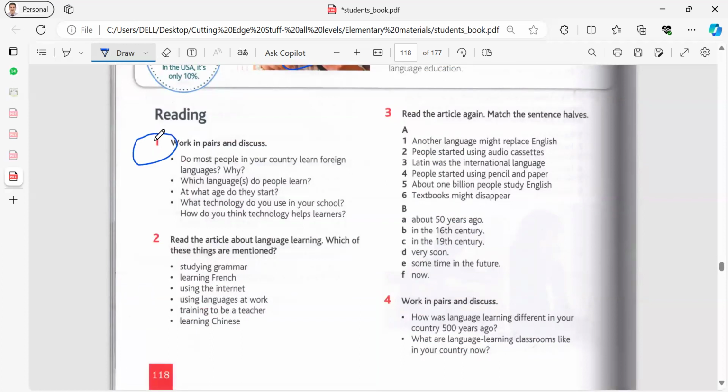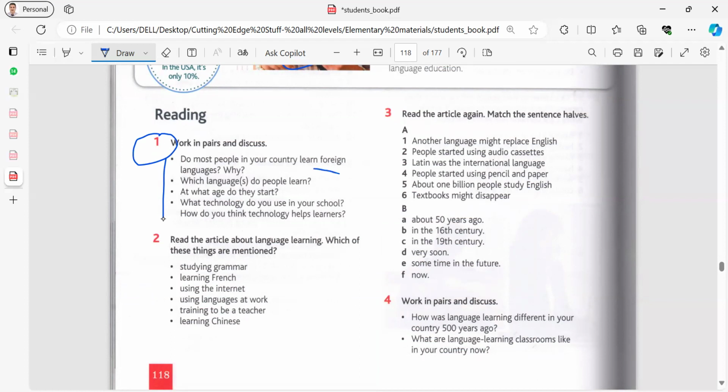So, Shabab, I give you some time to read about this. This is the past. How do people learn in the past? How do people learn now? And how will people learn in the future? But we have some warming up questions before you start reading. Do most people in your country learn foreign languages?